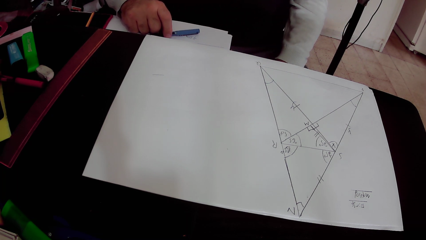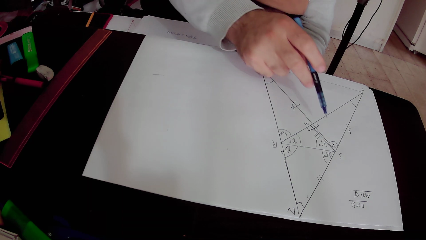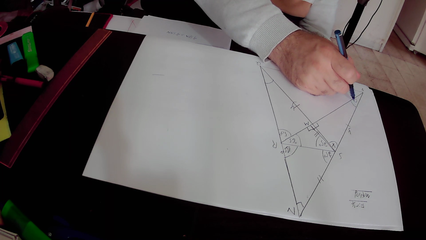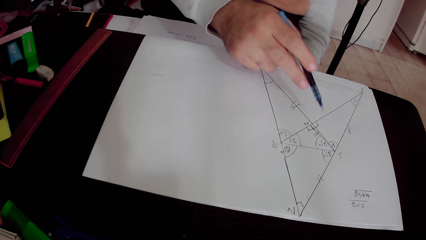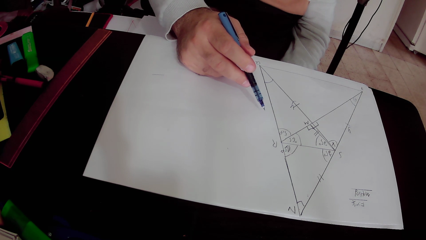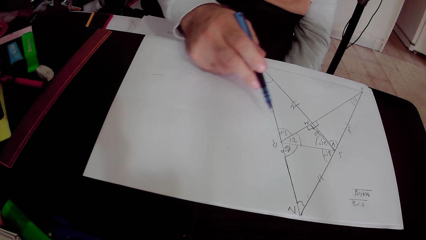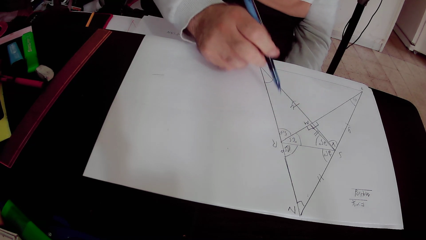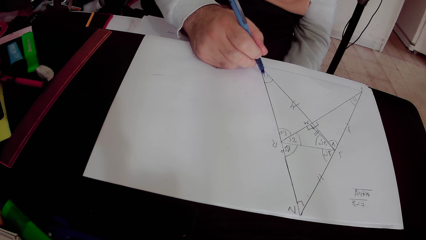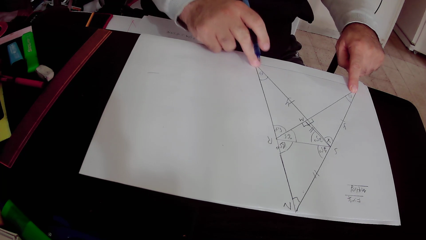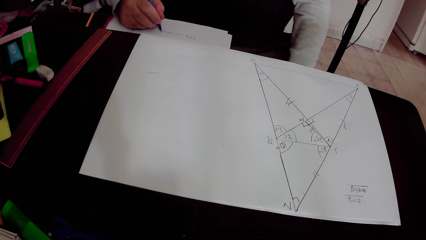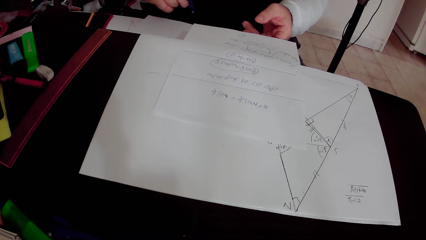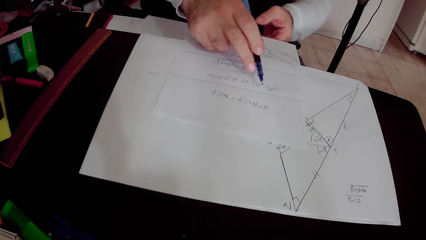Okay? And if we define angle SPM as theta, then this angle SQN will also be equal to theta, because those two angles are equal to each other. So we found out that angle SPM is equal to angle SQN, and both angles are equal to theta.